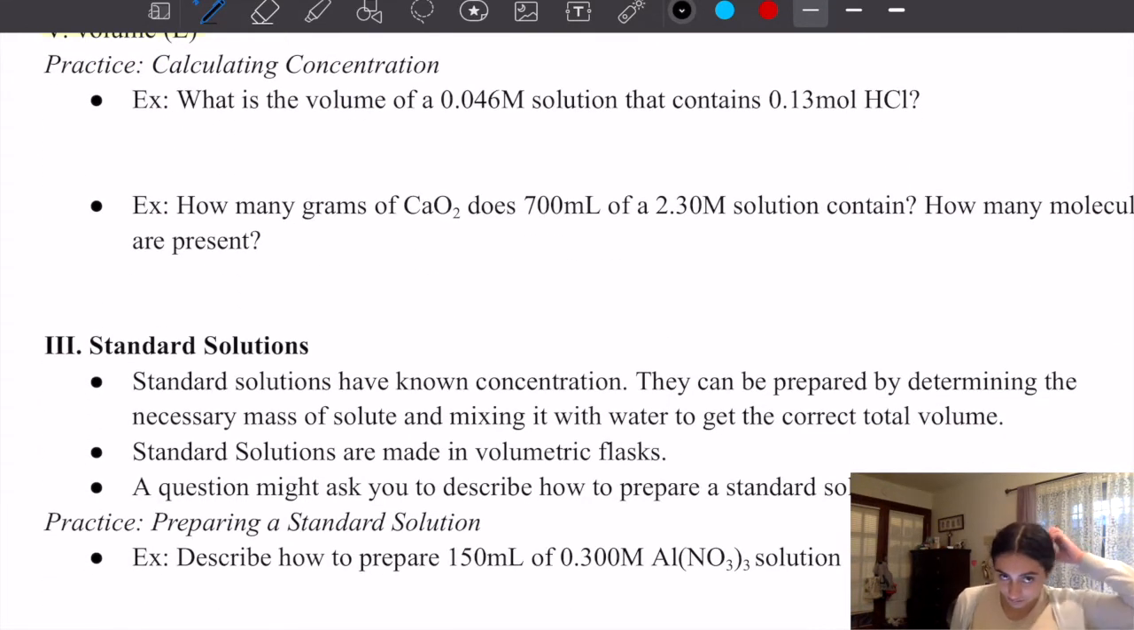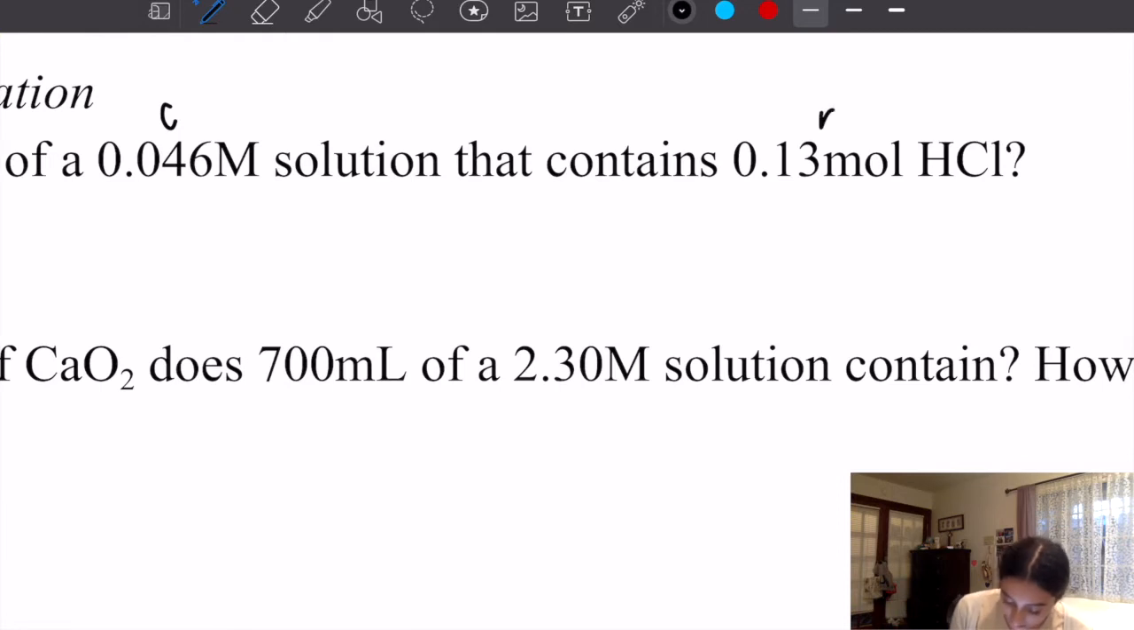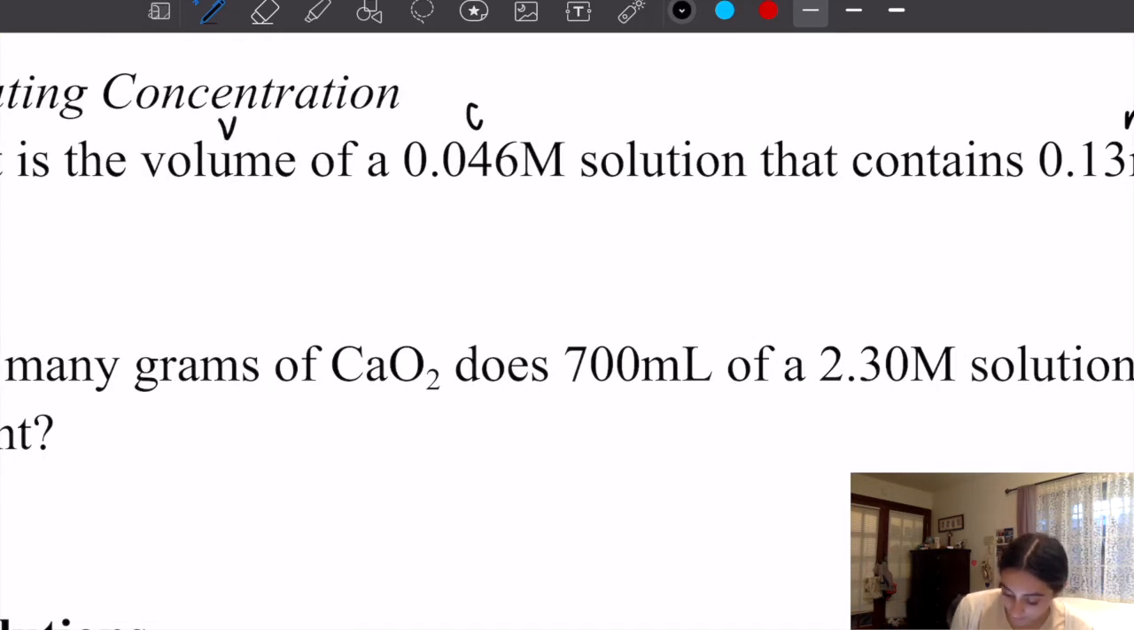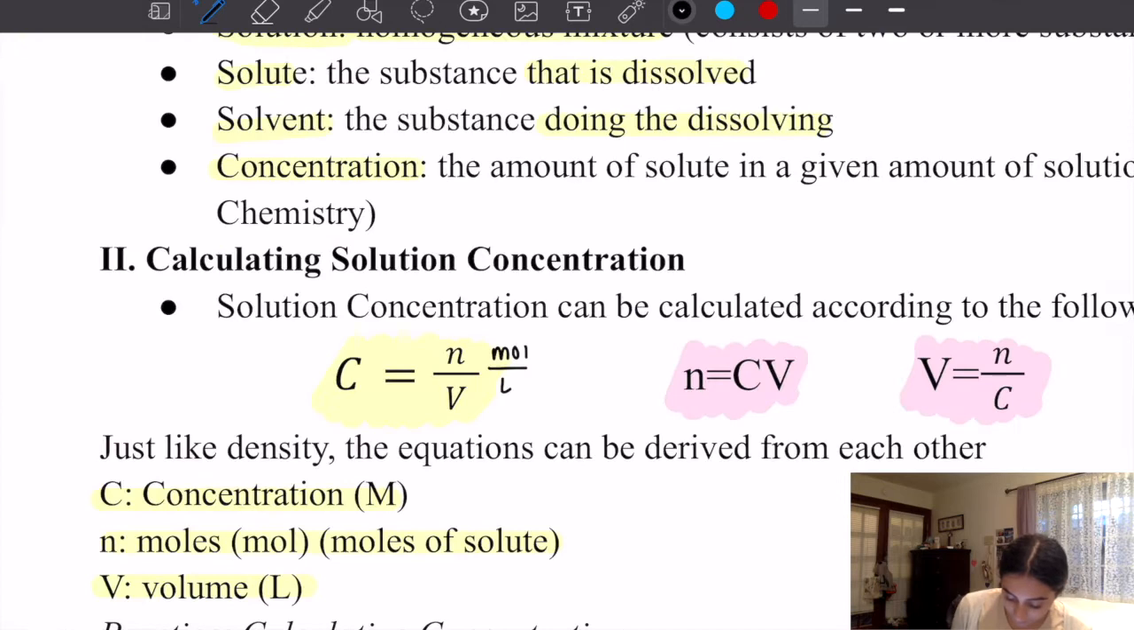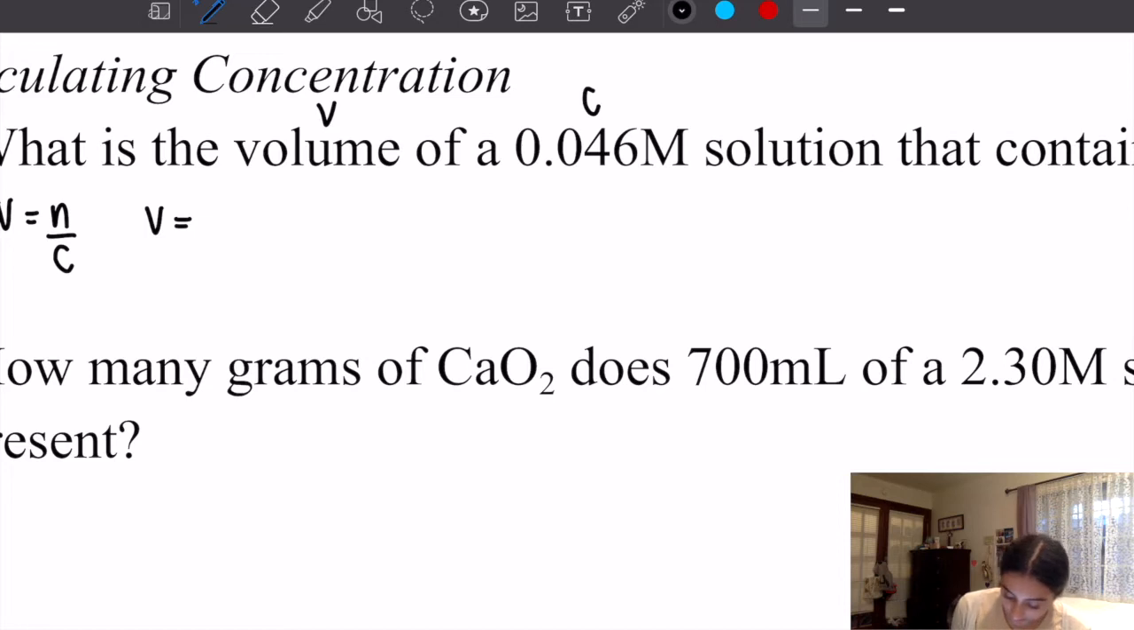So now we're going to do a practice problem. What is the volume of a 0.046 molar concentration solution that contains 0.13 mole HCl? So I have my concentration and I have my moles and I want to calculate volume. So I'm going to use the V equals n over C equation. You could use C equals n over V. It would just take a little bit more time. In this equation, I'm solving for volume, so I'm going to rewrite it to solve for volume.